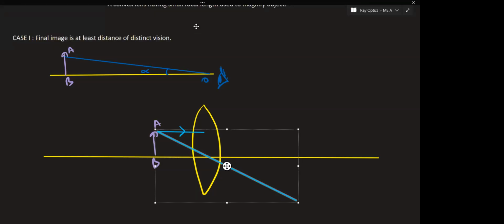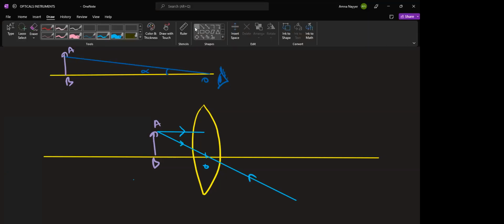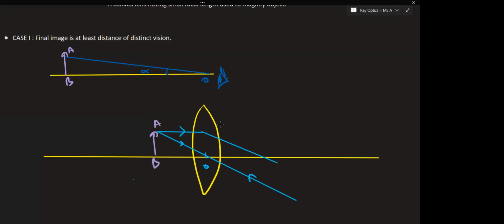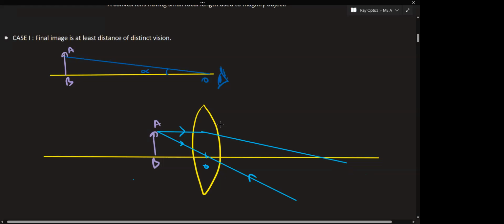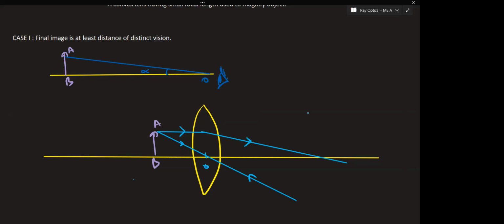So one ray has passed through the optical center. As I have told you, when it passes through the optical center, it retraces its path. And the other one will be passing through the convex lens, and this will get refracted. Here we'll be able to see it. This is the placement of the human eye.